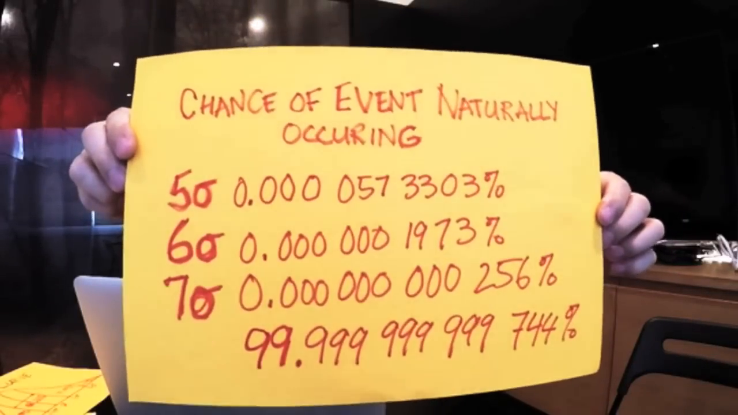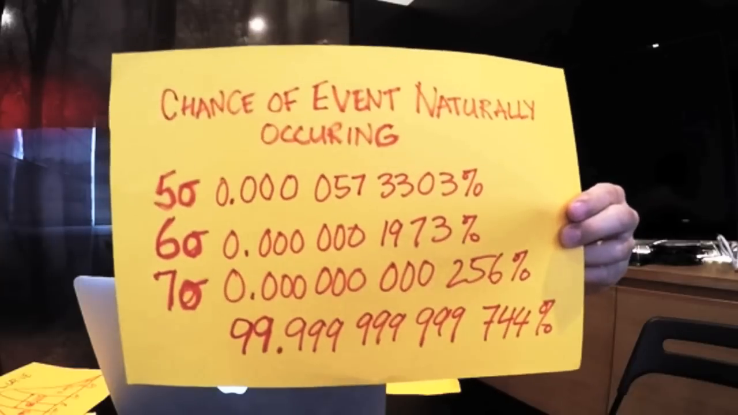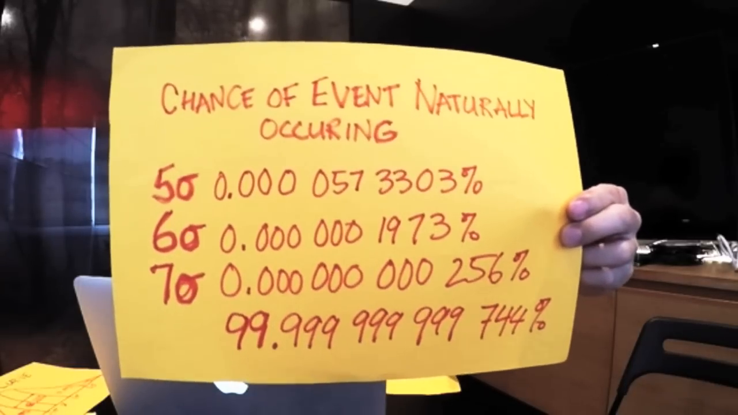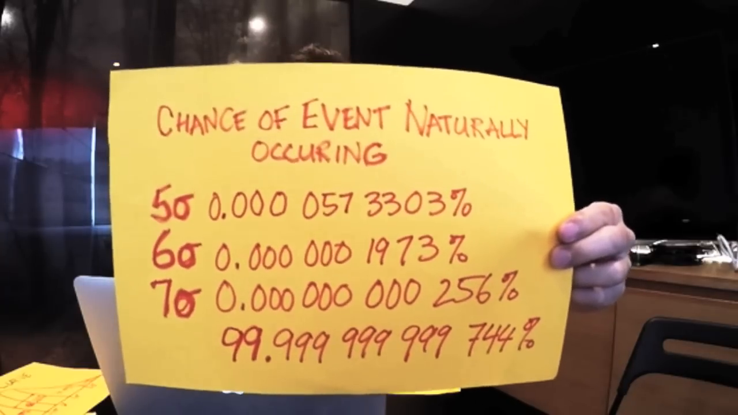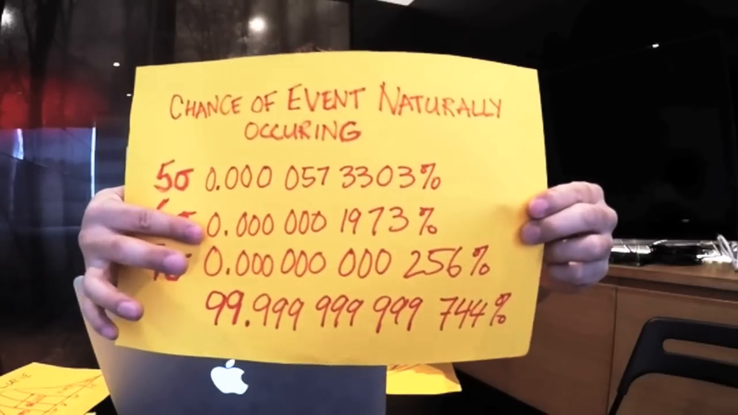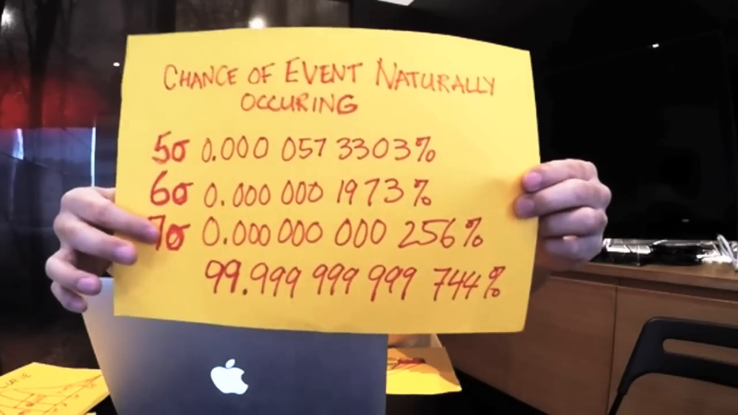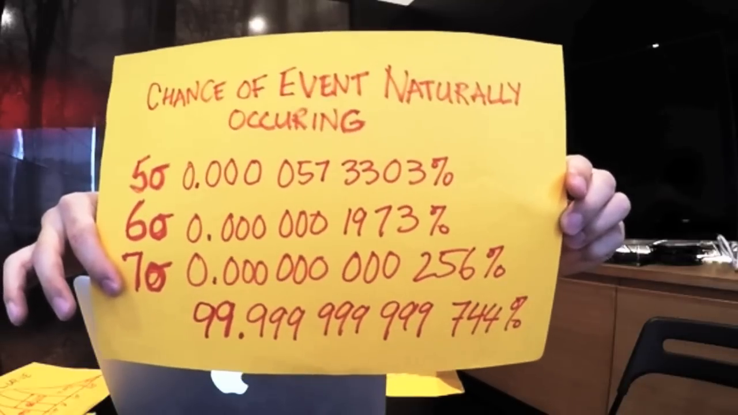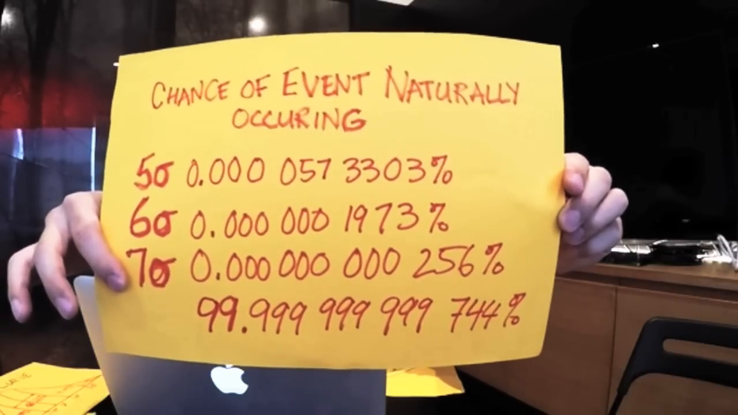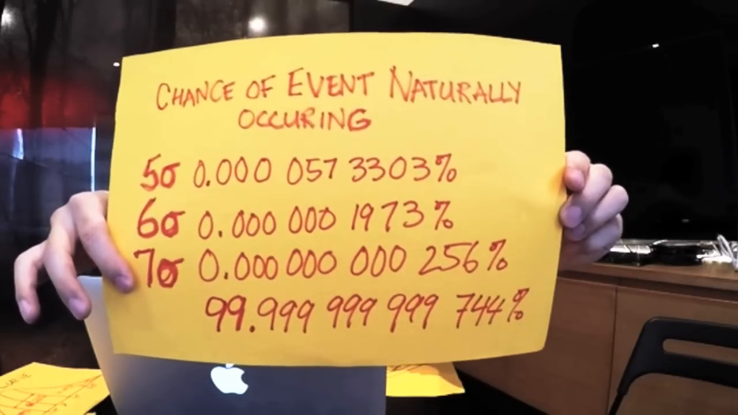Here they are. So the probability of a 5 sigma event, which is an event happening 5 standard deviations away from the mean, is only a 0.0005733% chance of happening. A 6 sigma event has a 0.000001973% chance of happening, and a 7 sigma event right here has a 0.00000000256% chance of happening. So here's another way to frame a 7 sigma event to put it into perspective.